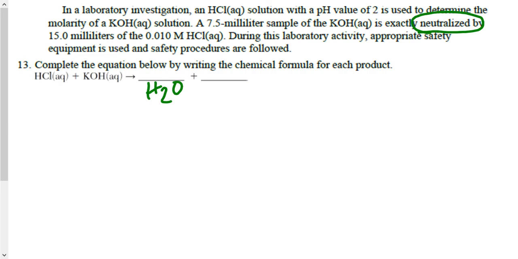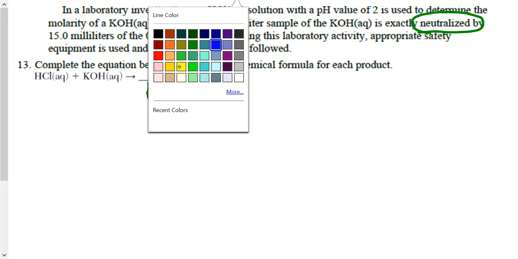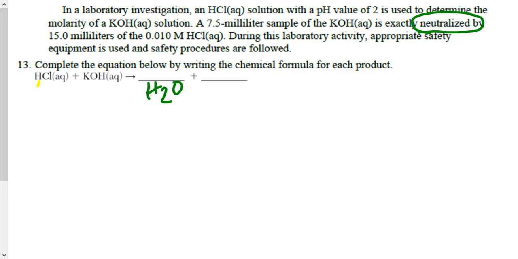But the question is, how does an acid-base reaction form water, right? Acid will donate all the hydrogens, and base will, let's just say, produce all the hydroxides to form water. That's how we got H2O. So what am I left with? I'm left with K and Cl.